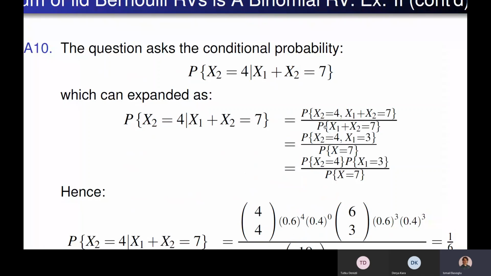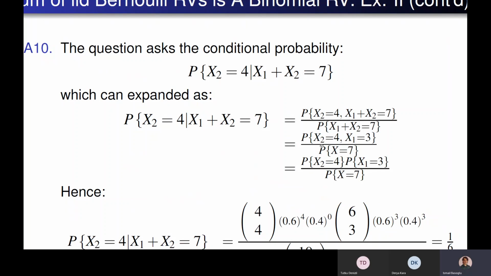Now, what is the probability of X1 plus X2 being equal to 7? It is simply the probability of X being equal to 7, right? So for a binomial random variable, the probability of it being equal to 7. And how about the numerator? The intersection of X2 being equal to 4 and the sum of these 2 random variables being equal to 7 is the same as X2 being equal to 4 and X1 being equal to 3, right? If X2 is equal to 4, then X1 is supposed to be equal to 3 to satisfy this summation.